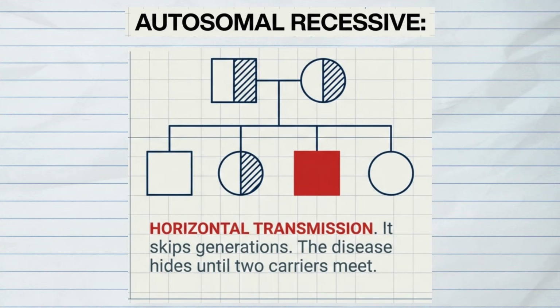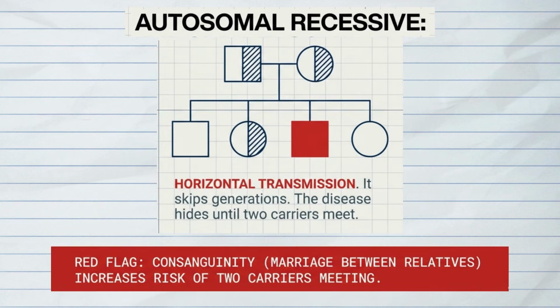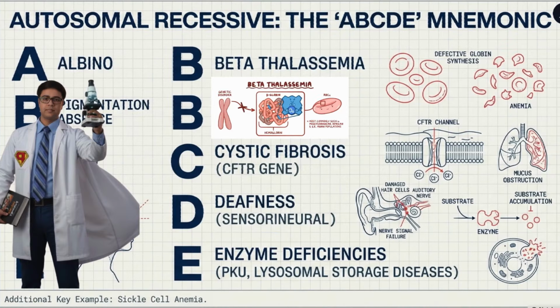It is transmitted horizontally. It skips generation. Suddenly, 3 siblings in one generation have it, but the parents are fine. The red flag is consanguinity, marriage between relatives. The key examples here are, let's have a look at my mnemonic for autosomal recessive disorders. A, B, C, D, E. Albino, beta thalassemia, cystic fibrosis, deafness, which is sensory neural, and enzyme deficiencies, like in storage diseases.